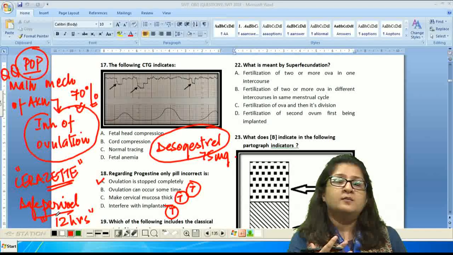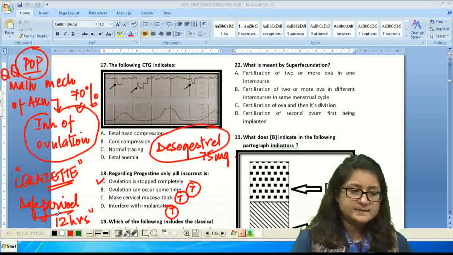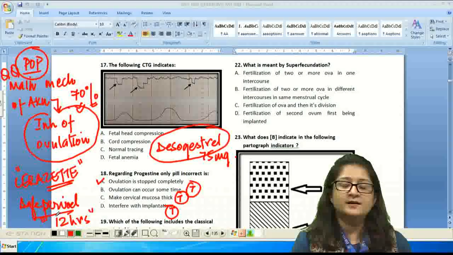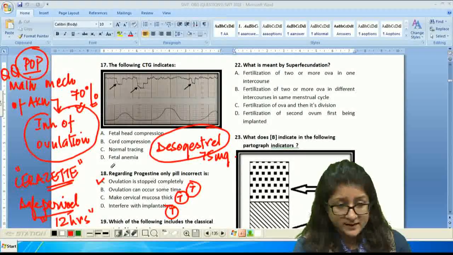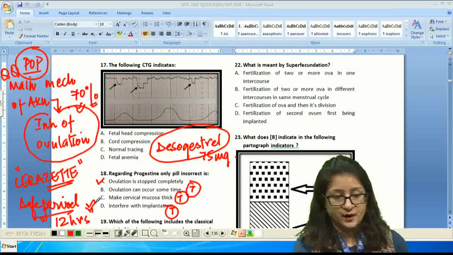The importance being that earlier when the POP pills were introduced, the safe period was only 3 hours, but now with these desogestrel containing POPs, the safe period is 12 hours.